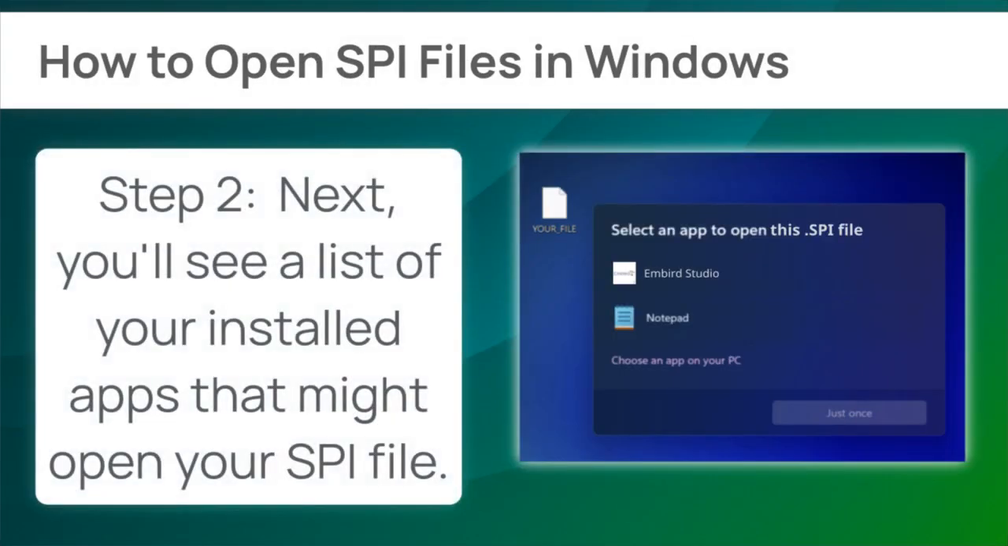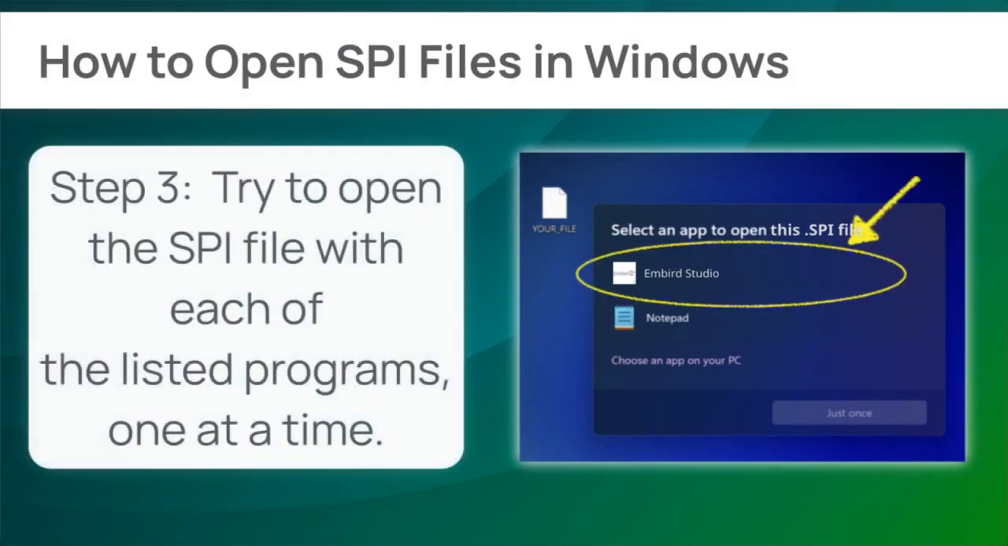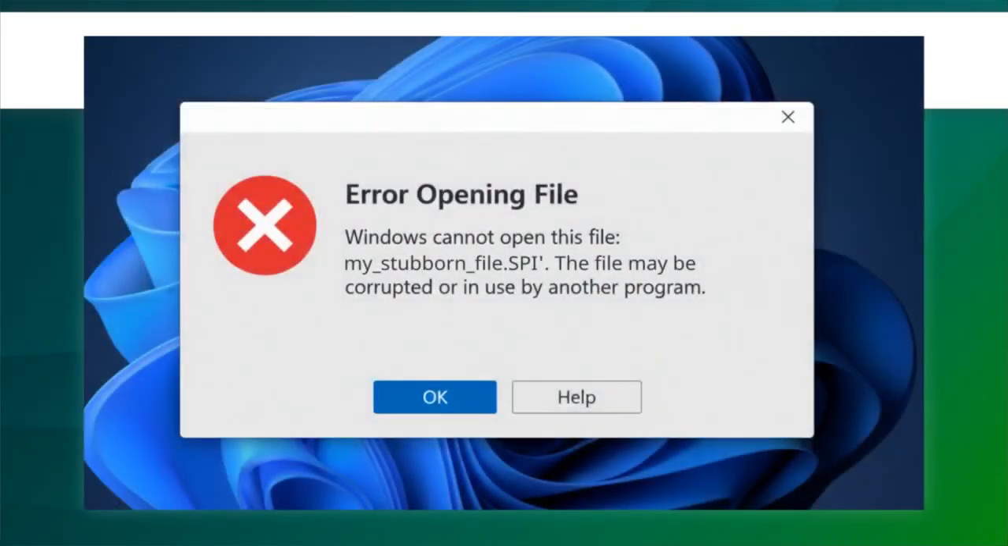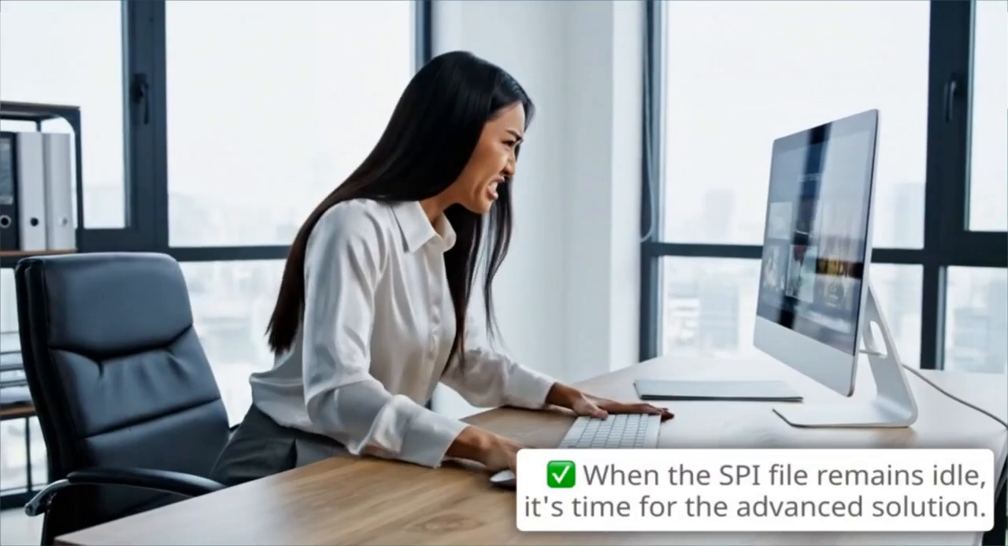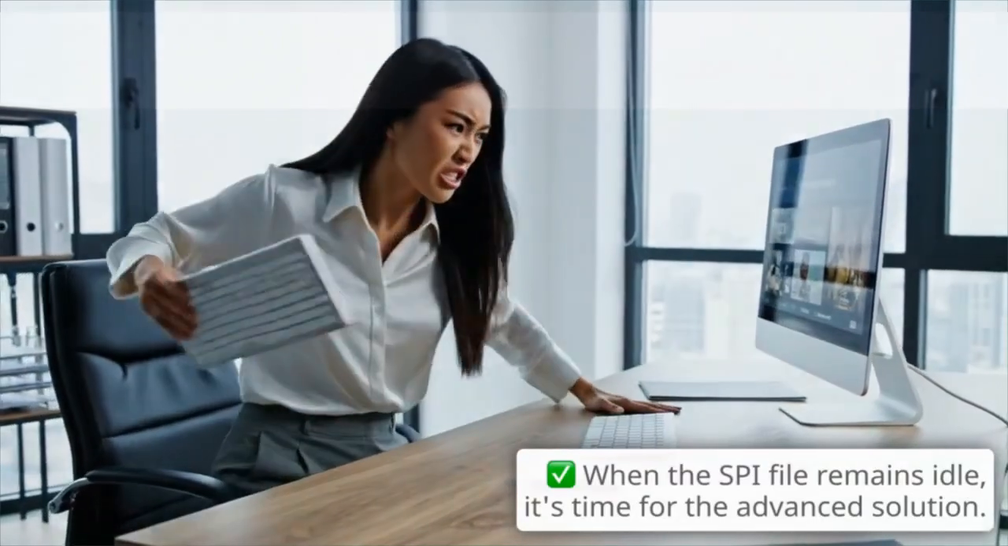Right-click it and choose Open With. If Embird Studio is there, use it first. If not, choose a different app and continue the test. If your SPI file will not open yet, do not panic. The failure means we need to check the fundamentals. Let's perform these 3 essential system and file checks immediately.